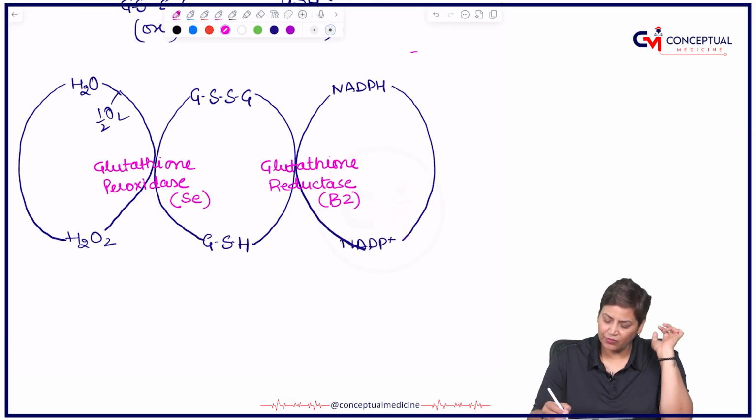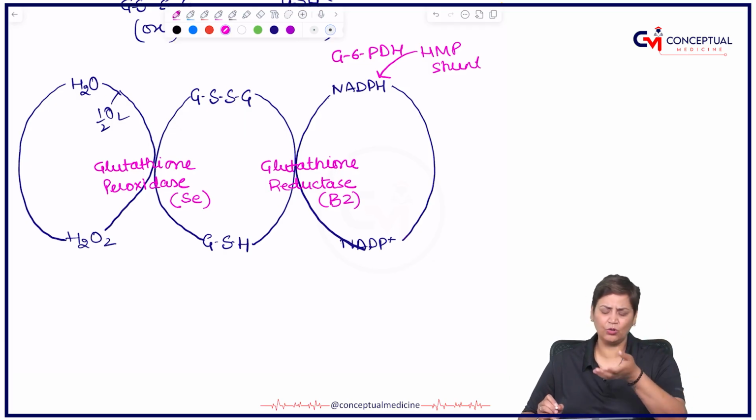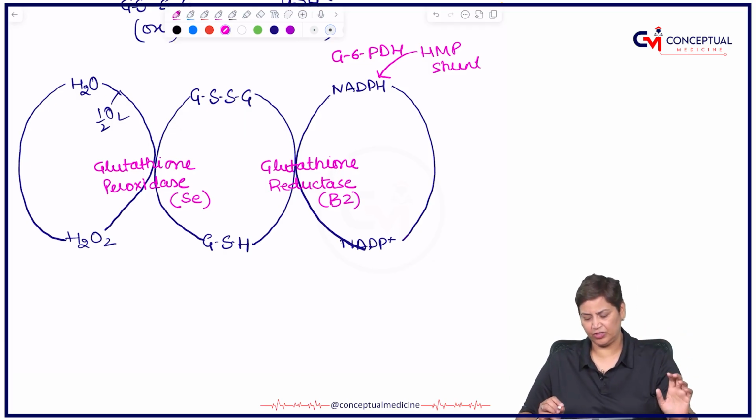And what is the source of NADPH? Just now we studied the HMP shunt. And what is the name of the enzyme? By now you should be familiar. I am writing it G6PDH, not the full form. We know it is glucose 6-phosphate dehydrogenase.